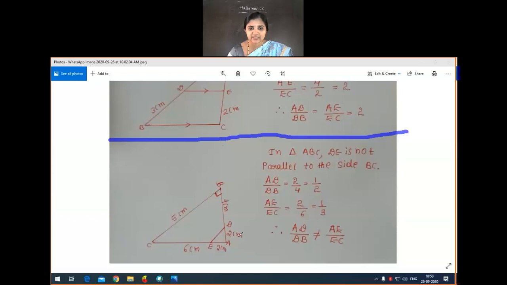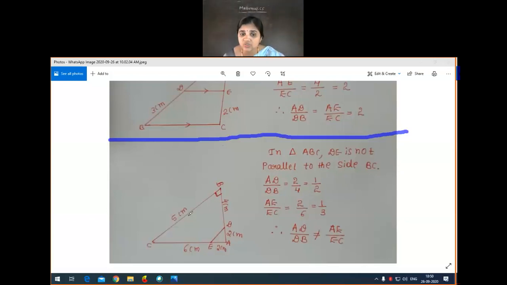As it is, I took the diagram. Okay, so here is a 90 degree triangle ABC, a right angle triangle. Here again, in triangle ABC, this DE is not parallel to the side BC. The first and second conditions are the same. In the first and second conditions, DE is parallel to BC. But in the third figure, DE is not parallel to side BC.